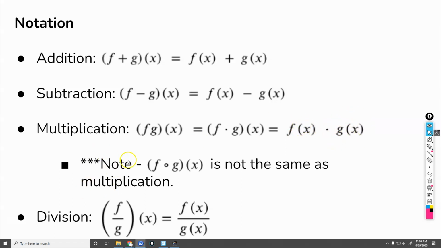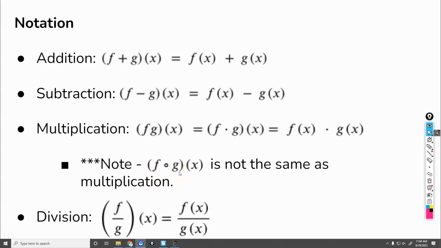A note right here. If you see f o g, with that little open circle in the middle, that is different. That is composition of functions. And I double and triple checked the standards for this class. We do not have to do composition of functions in this class, so we are not going to do that. If you see a problem that I have accidentally given you that has that open circle, let me know, because that's not supposed to be in your assignment, because we don't have to do that.